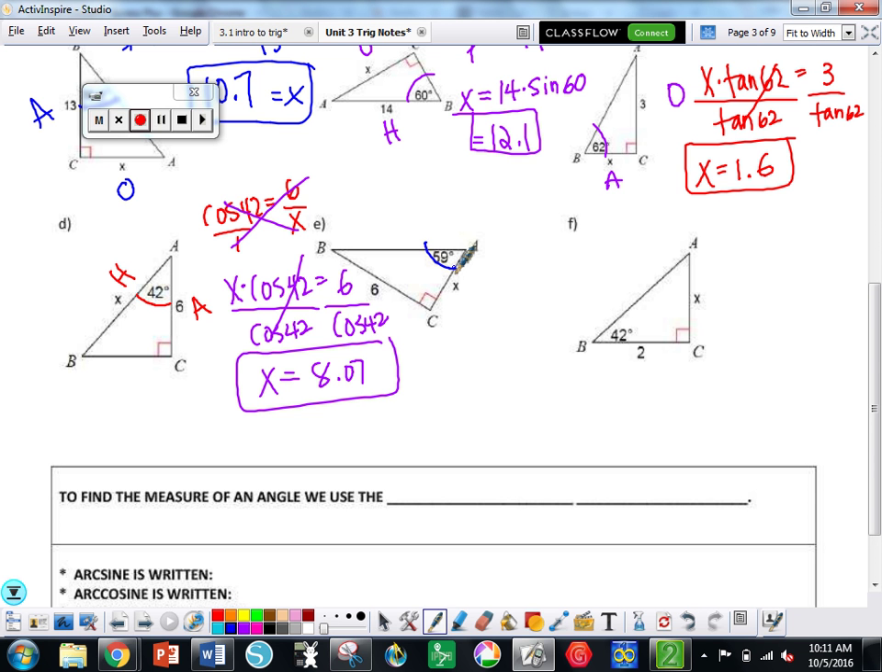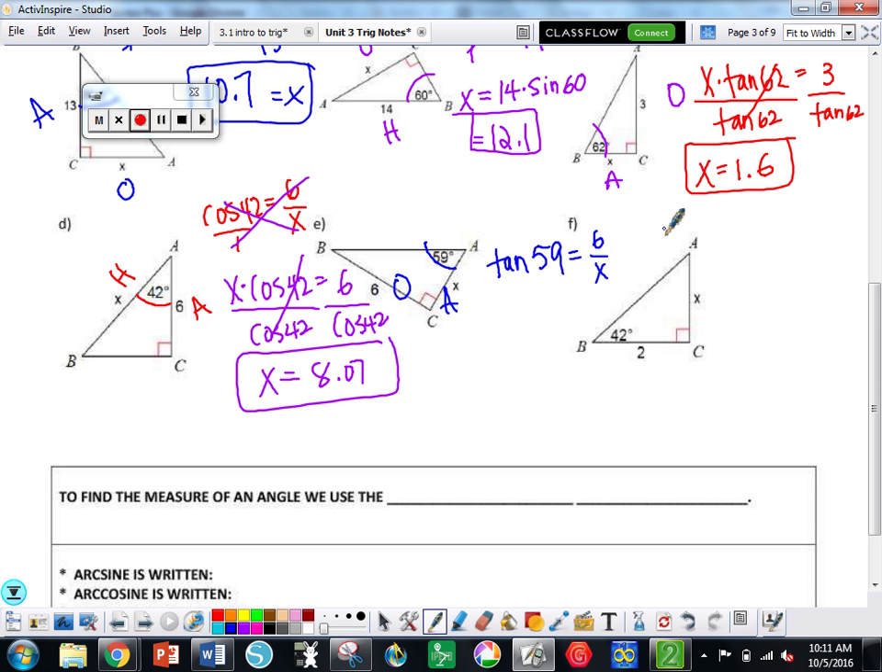Based on the 59, the 6 is what? Opposite. The x is adjacent: sine, cosine, tangent. Good. Tangent of 59 equals what over what? Opposite over adjacent, 6 over x.